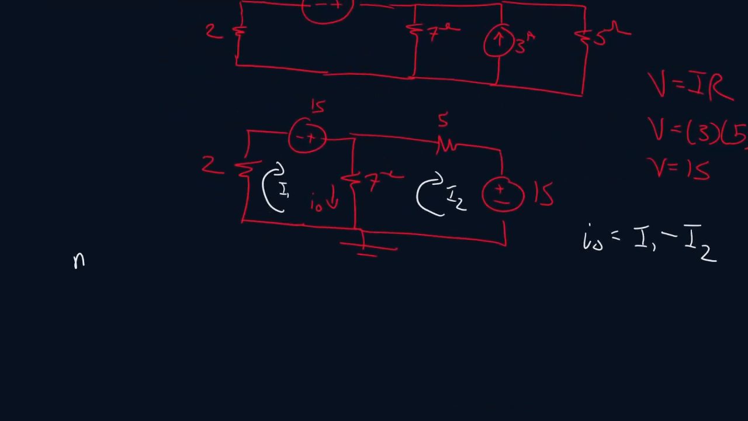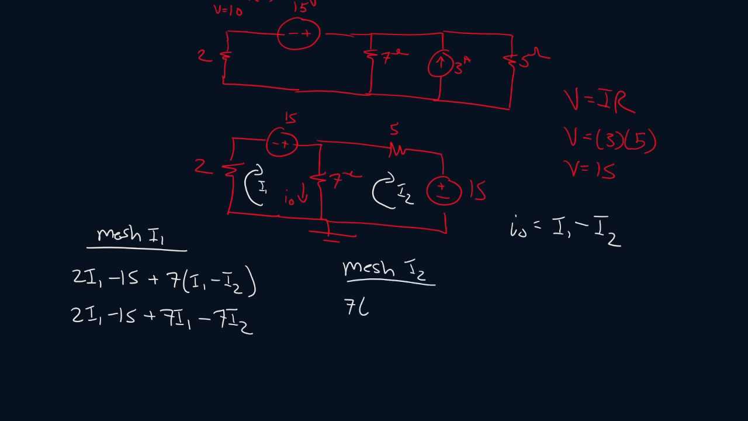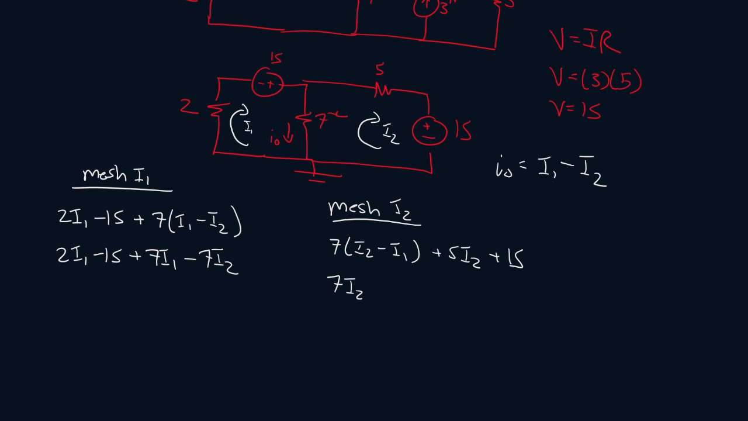So for mesh I1, it'll be 2I1 minus 15 plus 7 times I1 minus I2. So let's FOIL this out more. And then for mesh I2, it'll be 7 times I2 minus I1 plus 5 I2 plus 15. Distribute the 7. Okay, now let's collect like terms.